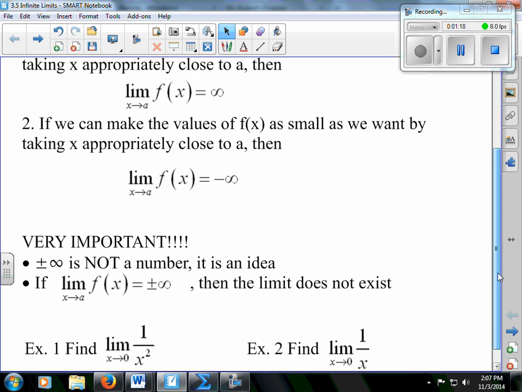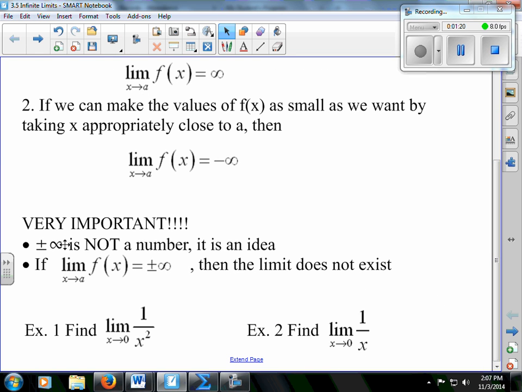There's a very important concept to talk about right now, and that is the fact that infinity is not a number. If your answer to a limit is infinity, then that limit is non-existent because infinity doesn't exist. But we do like to talk about infinity as a notion, as an idea, as being as large as we want or as small as we want. And so if that's the case where you get infinity, then we want you to specify that the limit is infinity or the limit is negative infinity, but understand that that's not a number.